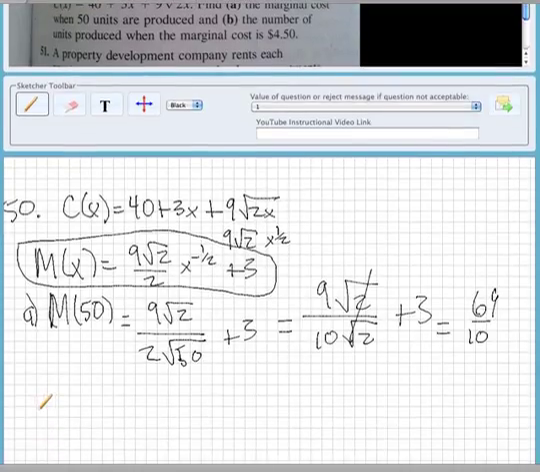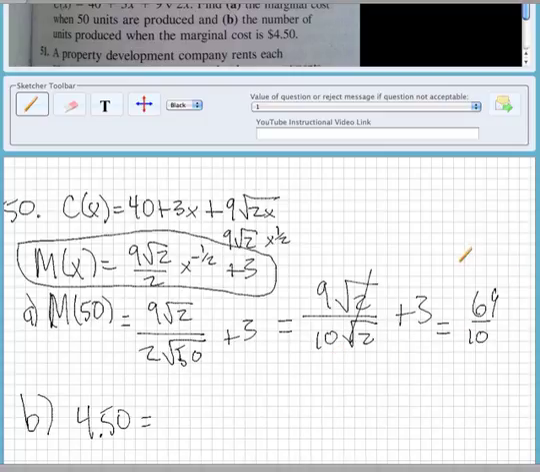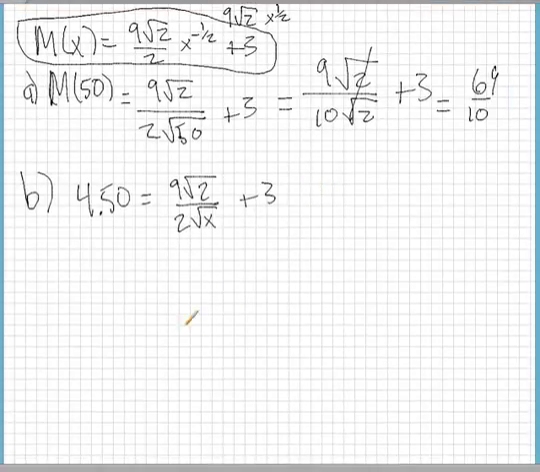All right? And then section B is asking, what if the marginal cost is equal to $4.50, then how many units is that going to produce? So I'm going to do the same exact thing, except now we're going to solve for x right here. So it's going to be this over 2 root x plus 3. And then we'll just do a little algebra here.